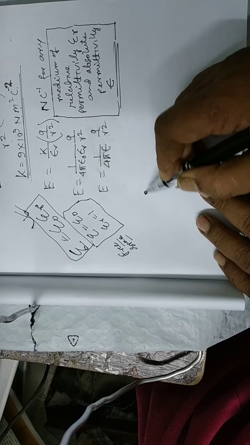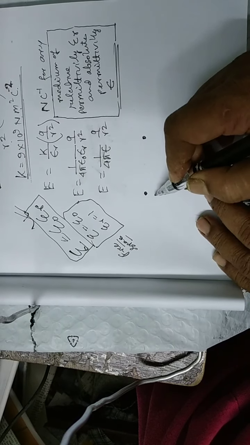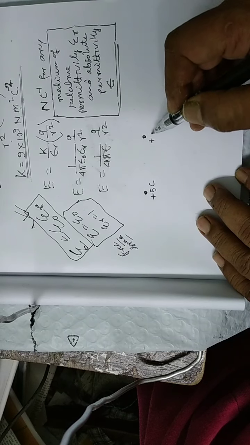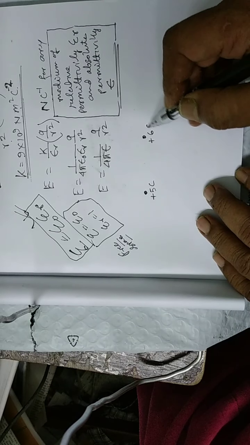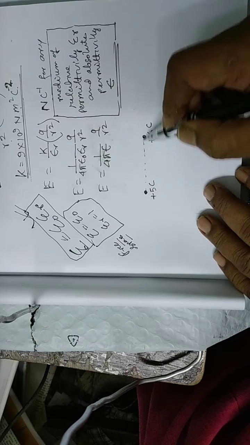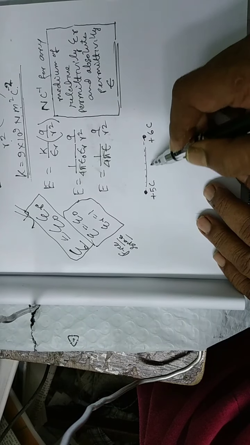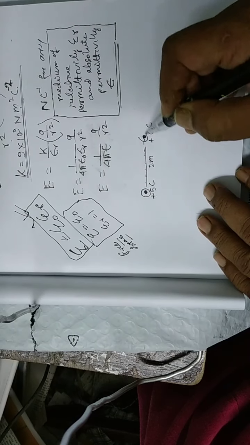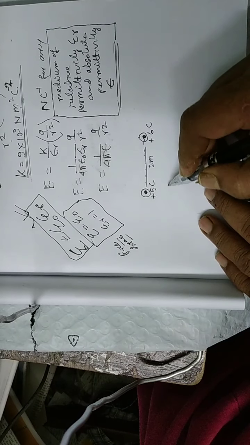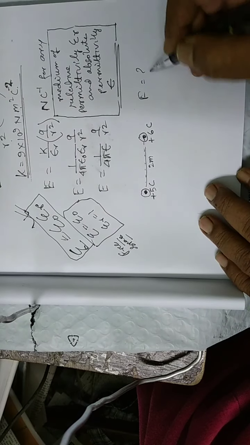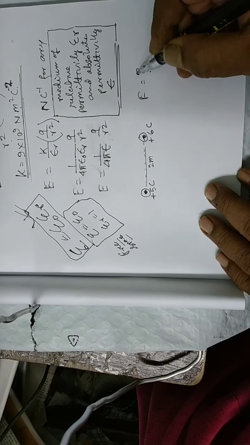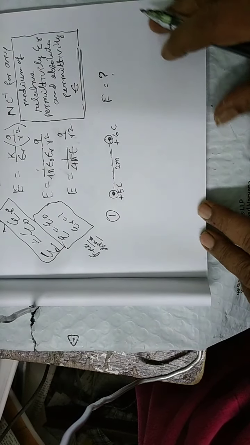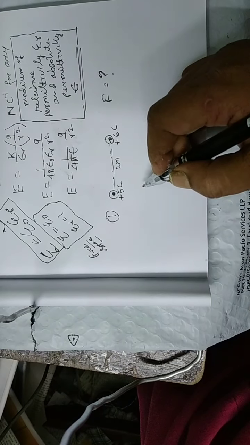Suppose there are two charges, this is plus 5 coulomb, this is plus 6 coulomb, and the distance is 2 meter. Find the force of repulsion. F equal to how much? What is F? Very simple. Use the direct formula.